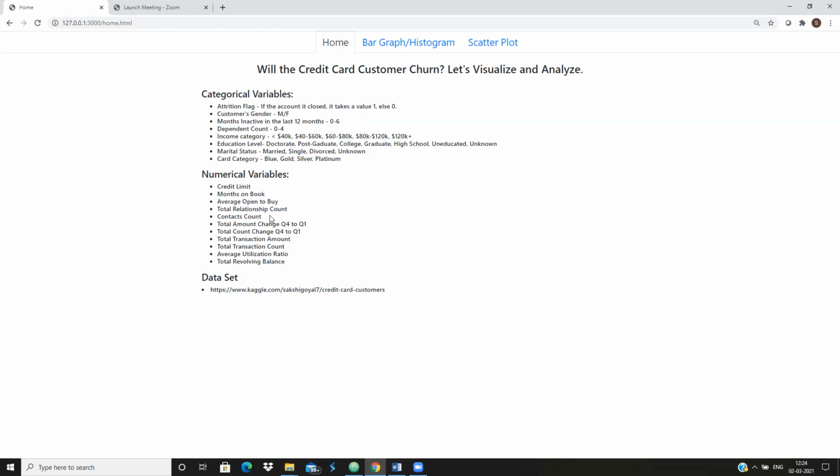We also have the total amount change ratio from Q4 to Q1. It is basically the ratio of the total amount transacted in quarter 4 to quarter 1. So if this ratio, Q4 by Q1, is less than 1, it means that the customer is spending a lot less in Q4 than Q1. Similarly, we also have the count change, which is a similar ratio from quarter 4 to quarter 1.